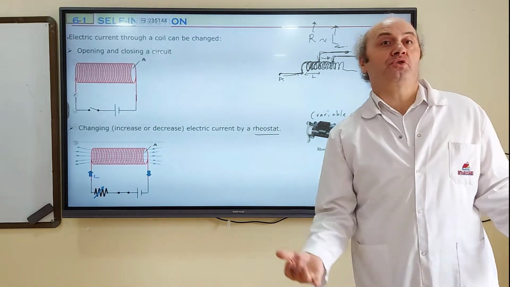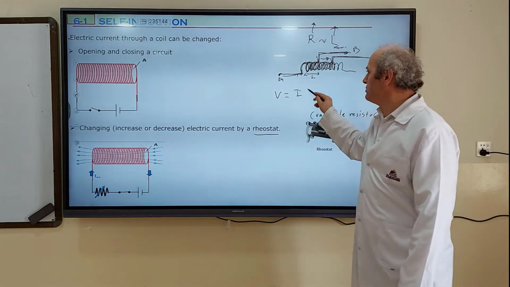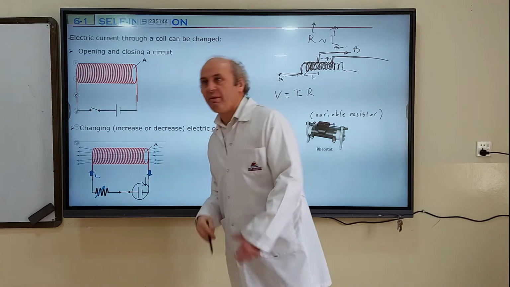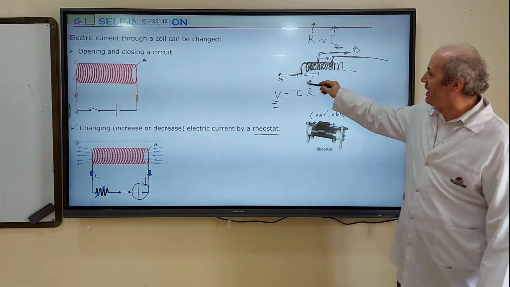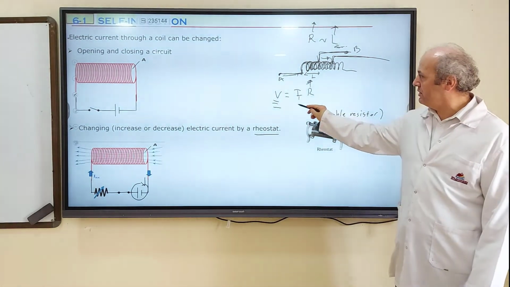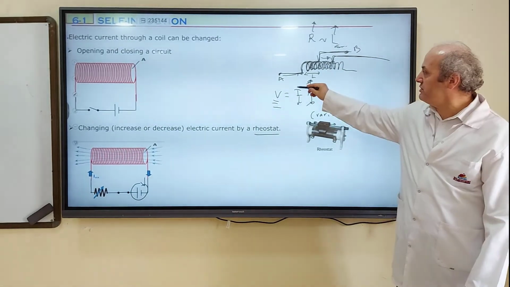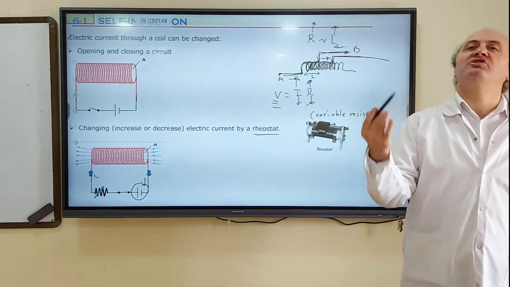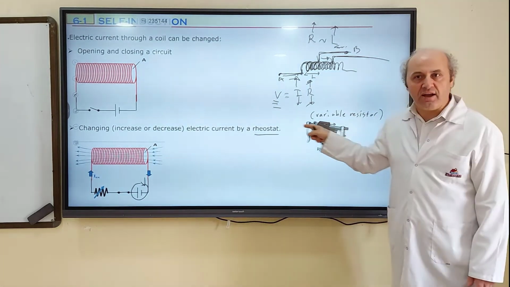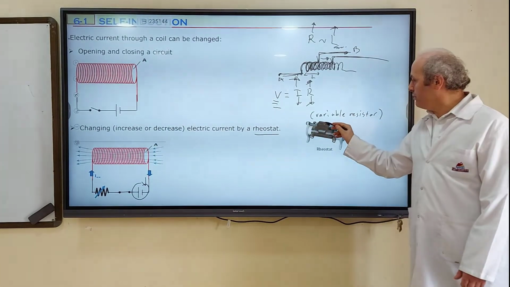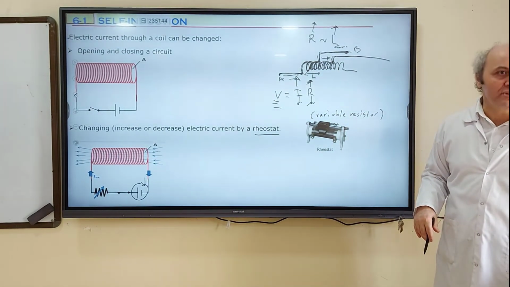If the resistance of a circuit changes, according to Ohm's law, what is Ohm's law? Because the potential difference of the EMF source is constant, V is constant. If you increase the resistance by this variable resistor, electric current decreases. They are inversely proportional. While you decrease the resistance, electric current increases. So you are making a change in electric current by using this rheostat. Just move this slide right, left, right, left. While you are moving it, you are making a change in the resistance and in the electric current.